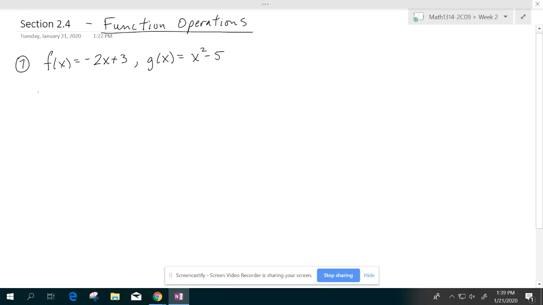And they want us to find f of negative 4 over g of negative 4. Now that's the way it's written in the book. F of negative 4 over g of negative 4. G of x is basically still saying y. Right? Exactly.